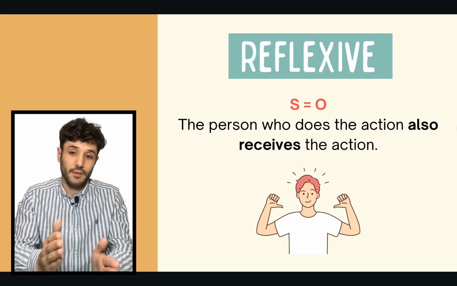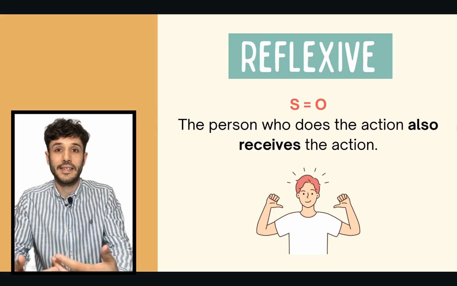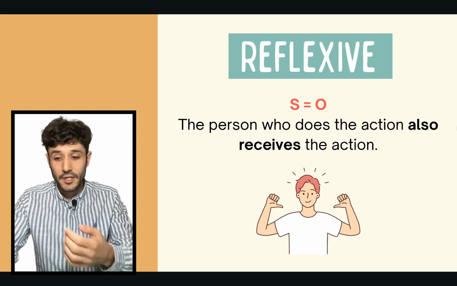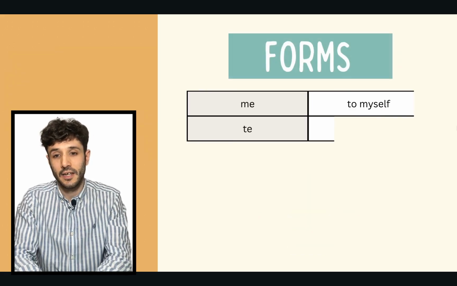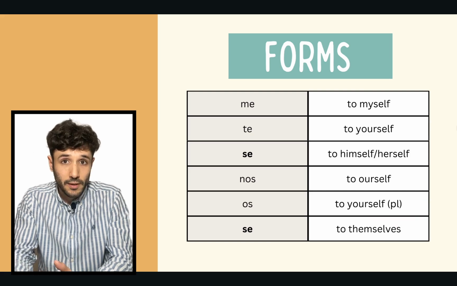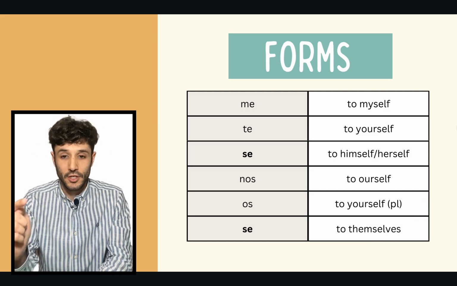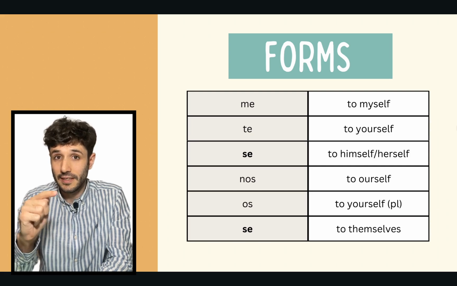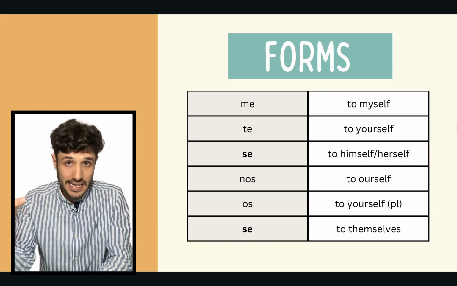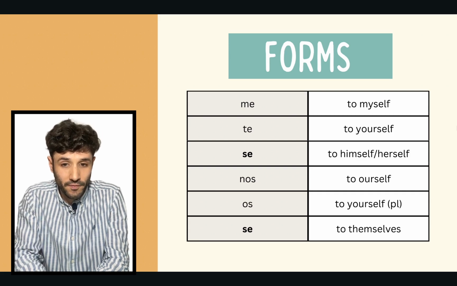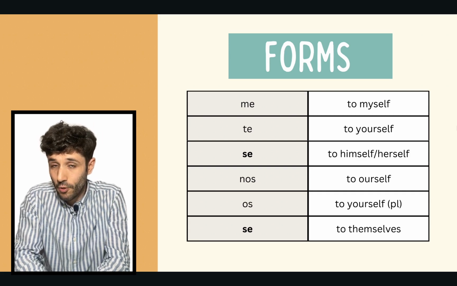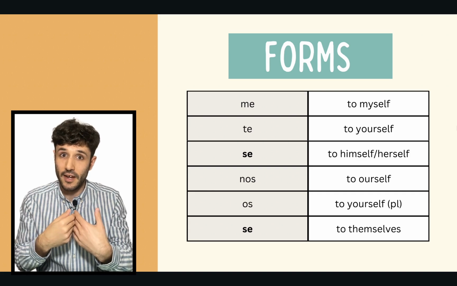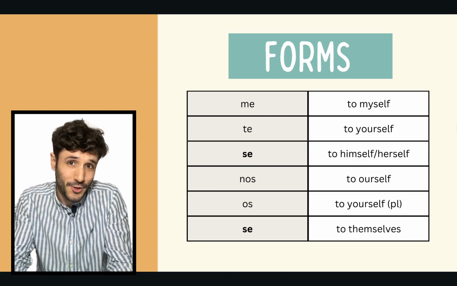So in other words, the subject and the object are the same in a sentence. In English, you can translate this as to myself, to yourself, to himself or to herself. So in this chart, the part that you see at the left, which is me, te, se, nos, os, se, are the forms that this pronoun can take according to who is doing and receiving the action, okay? You need to memorize this. There is no other way.